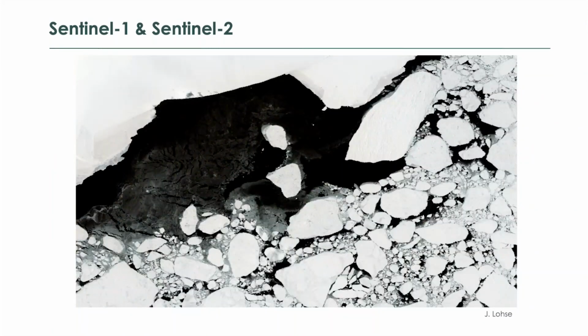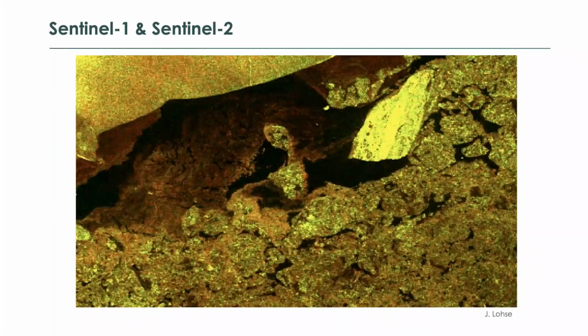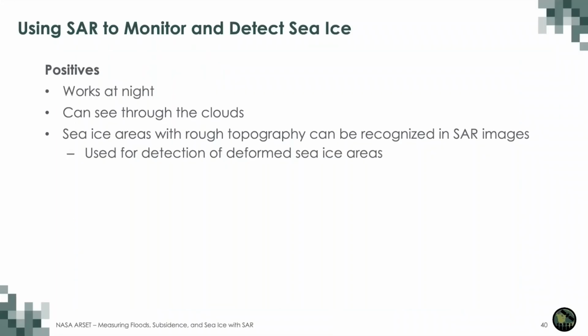And here's another image. You see this slight shift in time, so they're not taken at exactly the same time, but you can see a lot more information about where we have deformation in the SAR images than we can in the optical images. So the positive side of using SAR images is that it works at night. It can see through the clouds and it can see roughness, which means that we can use this to detect deformed sea ice areas. And that is something that is very useful for safe shipping.